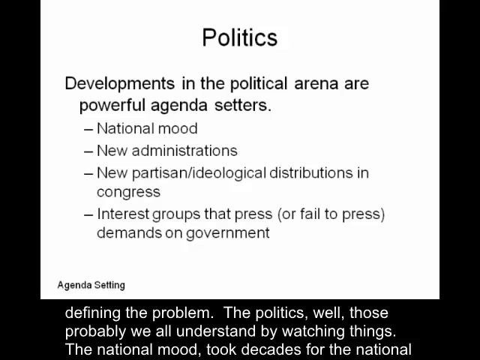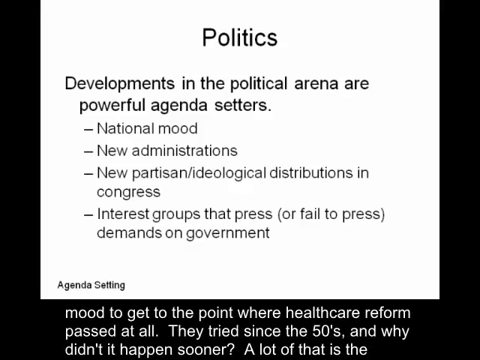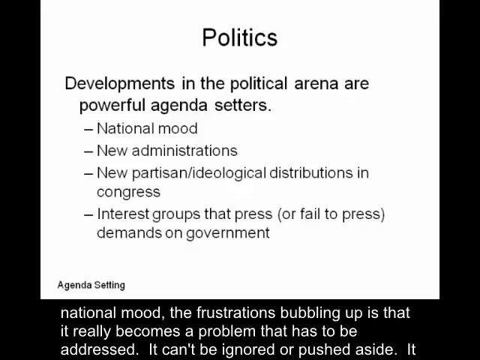The politics, well, those probably we all understand by just watching things. The national mood. It took decades for the national mood to get to the point where healthcare reform passed at all. It's been tried since the 50s. And so why didn't it happen sooner? A lot of that is the national mood, the frustration bubbling up so that it really becomes a problem that has to be addressed. It can't be ignored or pushed aside.